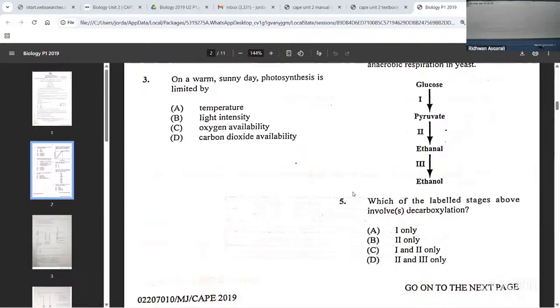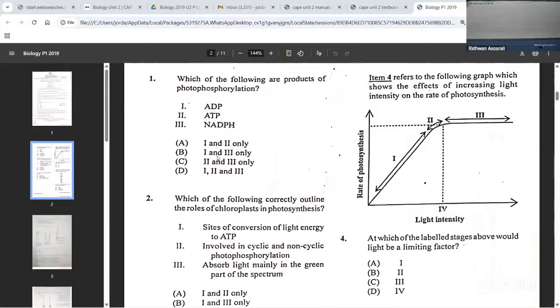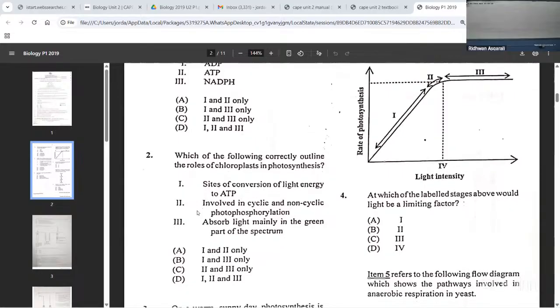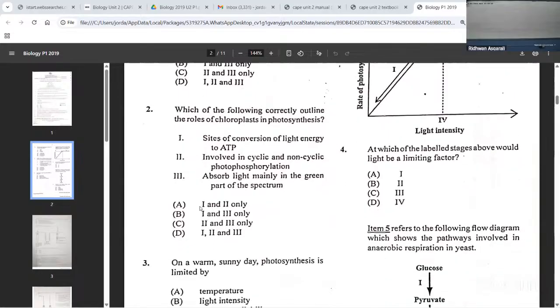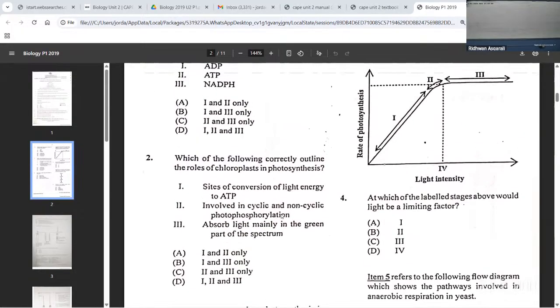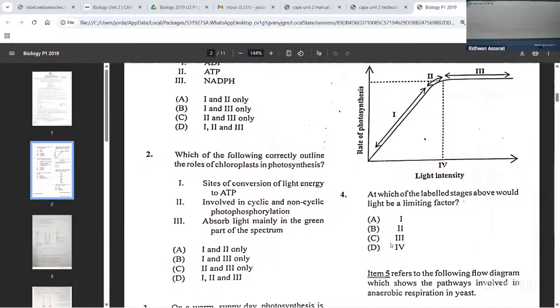Right, but I'll just go back through the answers. For number one, it was 2 and 3, so C. Number two, it was 1 and 2, that was A. Number three was carbon dioxide availability, so D. And the most recent one we did was number 4, and the answer for that was 1.